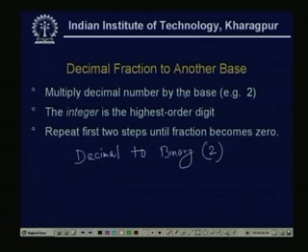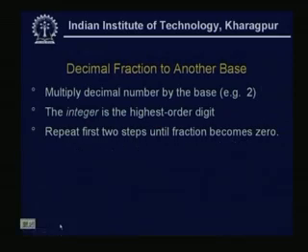So, we will multiply. The integer is the highest order digit. So, the integer I get, I will keep that. Here it is the highest order digit, that means the reverse one, and repeat the first 2 steps until the fraction becomes 0. So, this is my general rule of converting decimal fractions to any other number system, either binary, octal or hexadecimal. See one example first.